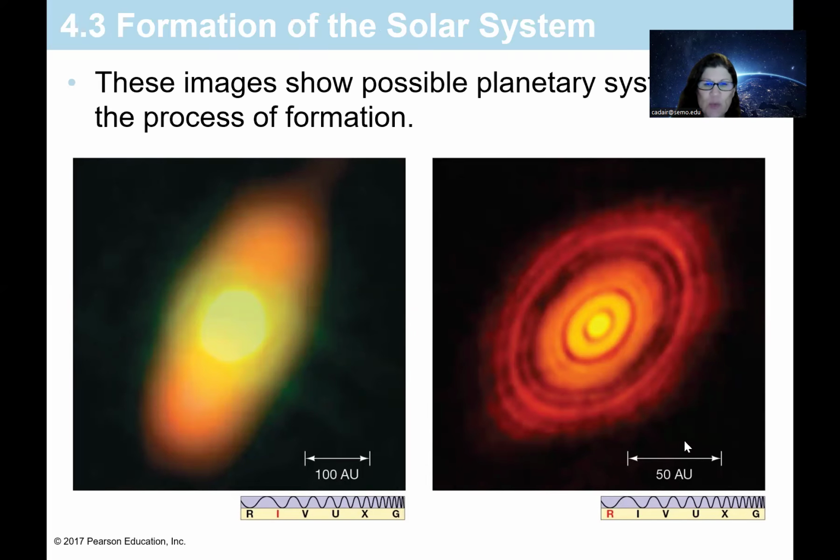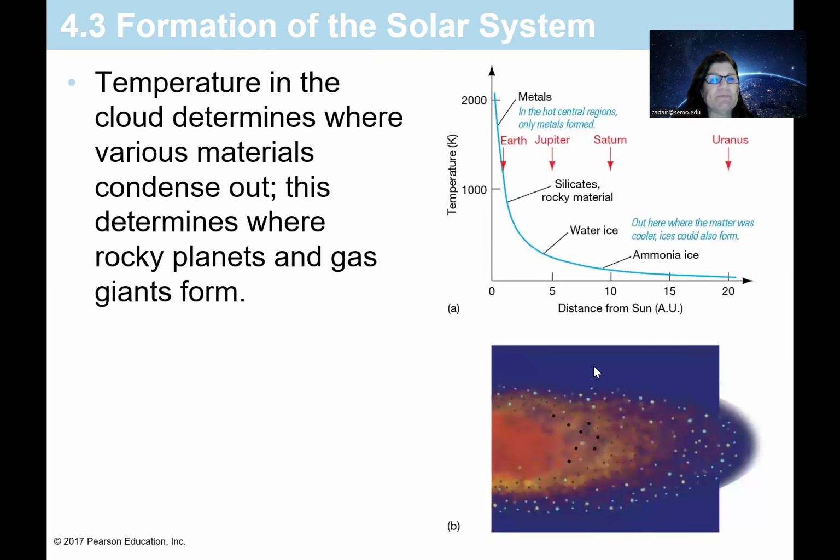This is an actual picture. This is in infrared, and this is in radio waves. And if you can see where these dark lines are, that's where there are some planetesimals potentially sucking up all the material.